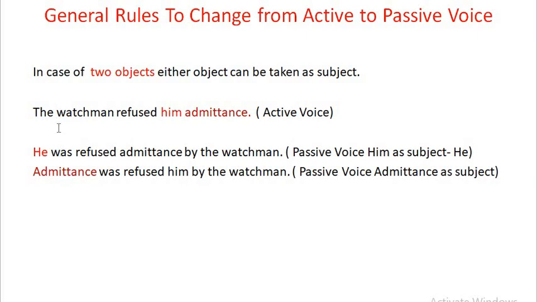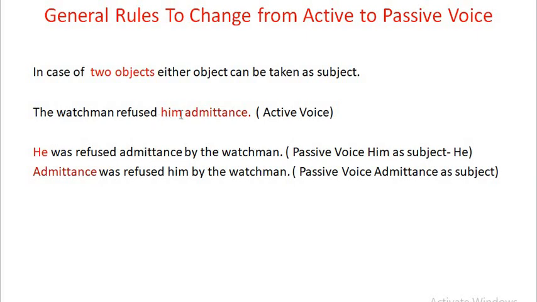So let us see. The watchman refused him admittance. Him is the objective form of he. If you want to change it into subject, this will be he. So he is the subjective form of this pronoun, and him is the objective form of the same pronoun. So from him it will be converted into he. So, he was refused admittance by the watchman.